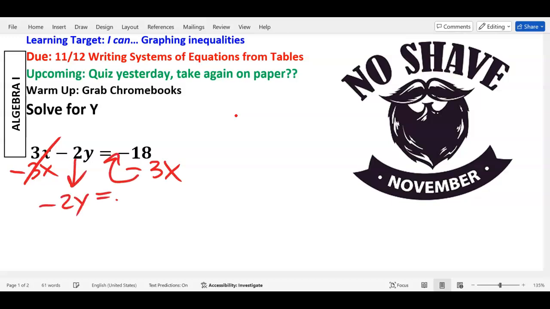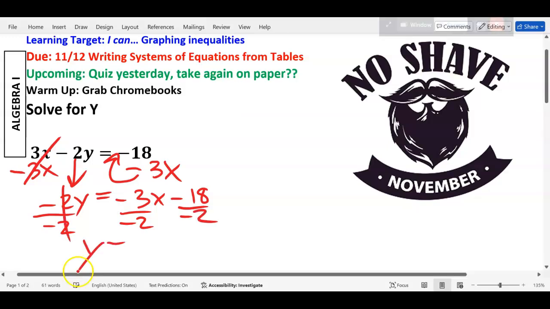This goes in front because it's mx in front of b. Then you divide by the exact same number in front of y, the coefficient. You can reduce in Desmos, and you should get 3 over 2x plus 9.